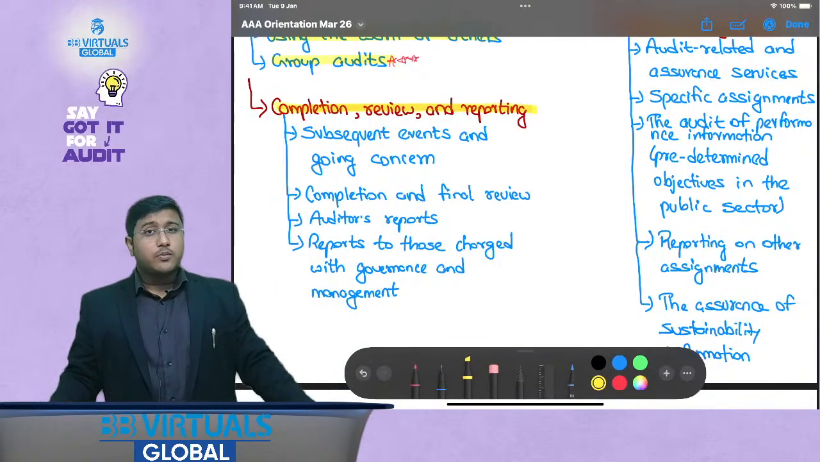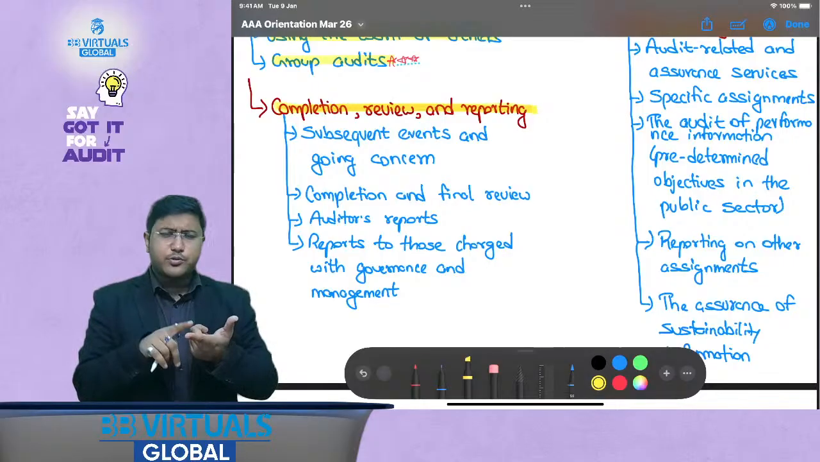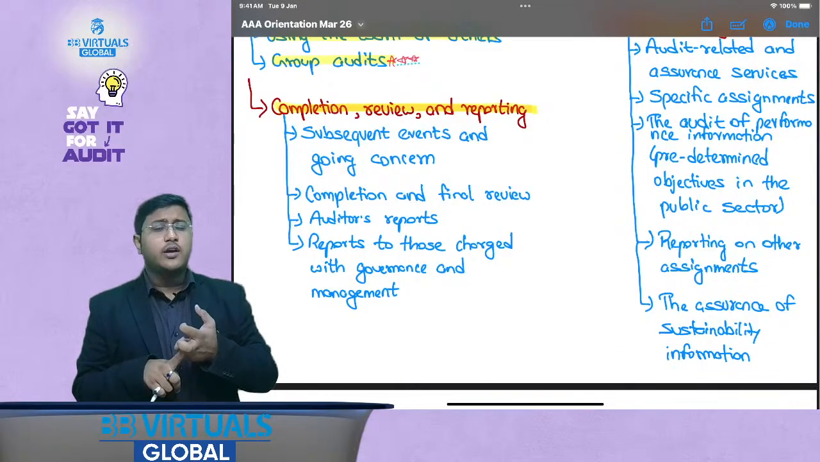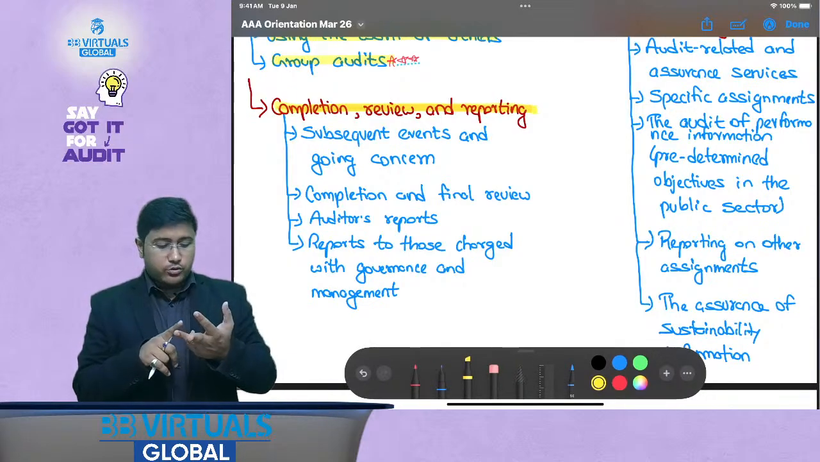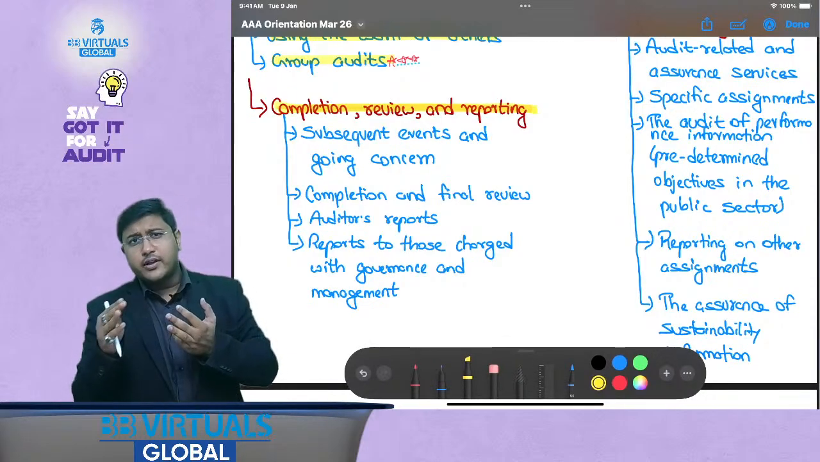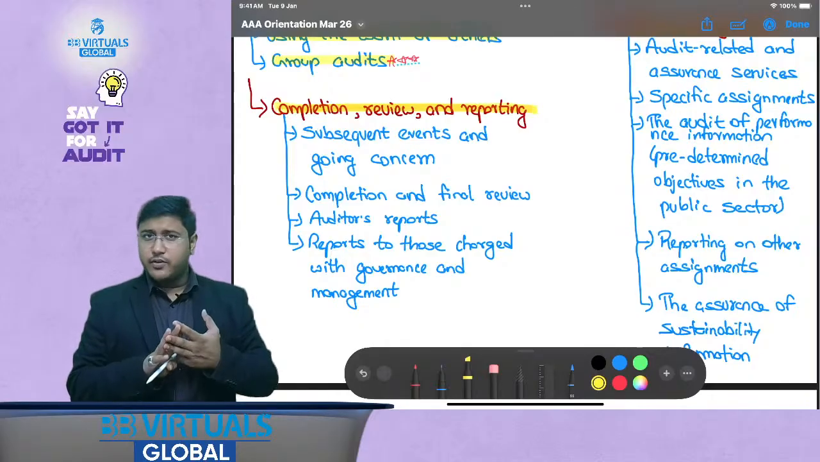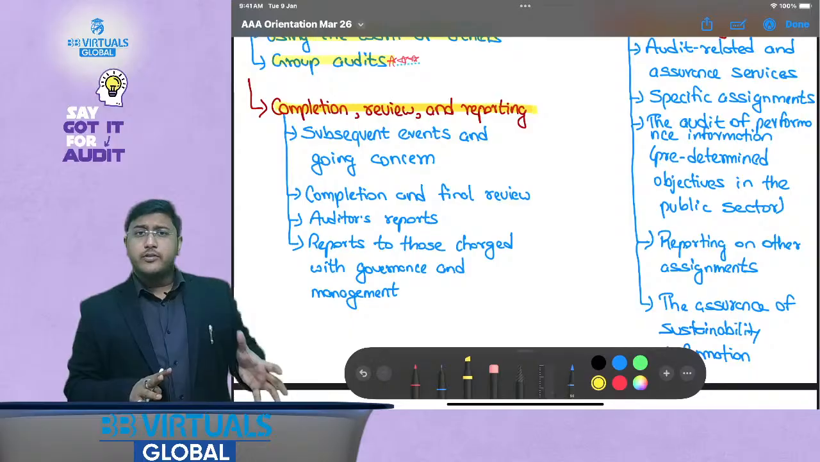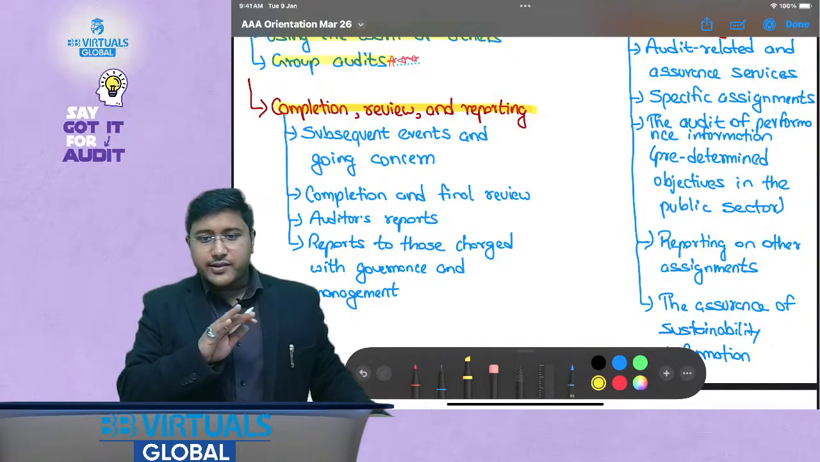So here we will talk about how you close the audit, like subsequent event analysis, going concern analysis, written representation. Then how you need to report, so what kind of considerations you need to make under the ISA 700 series, everything we are going to discuss. What could be the title, what could be the different paragraphs that might be required in the auditor's report. We are going to discuss everything here.